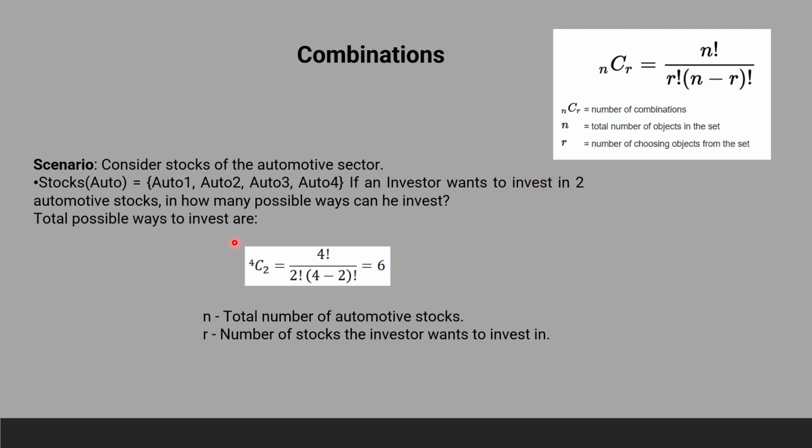So the total possible ways are 4C2, that is 4 factorial divided by 2 factorial times (4 minus 2) factorial, that is 2 factorial.